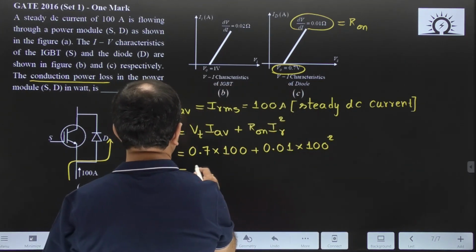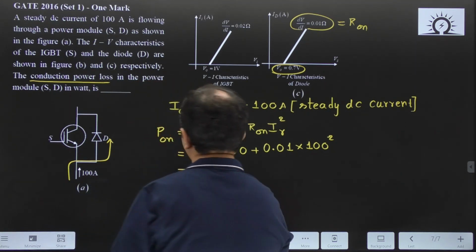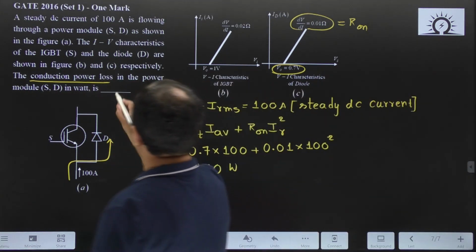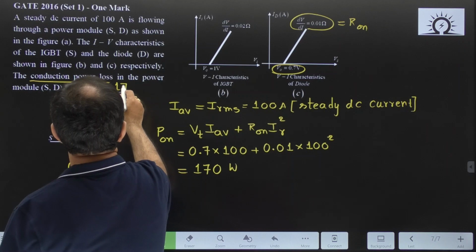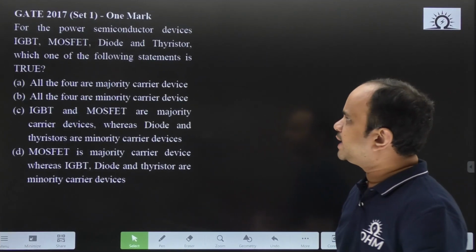So, this value if you evaluate, you will get 170 watt. So, this is the answer. Therefore, answer for the question is 170. Now, let us move to the next question.